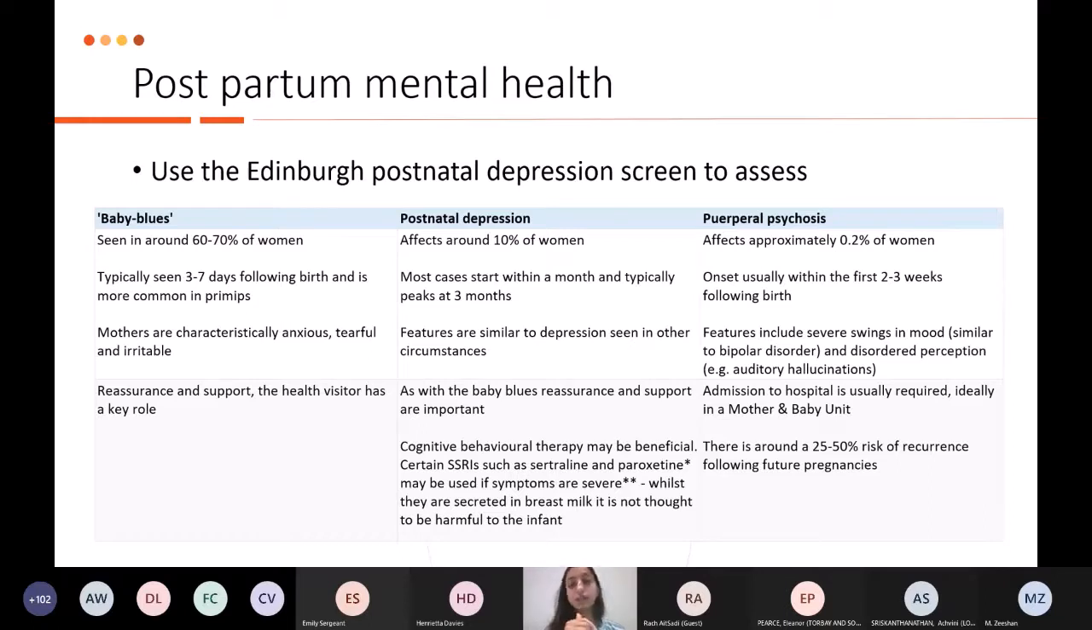So in psychosis, like you would expect, you get severe mood swings and disordered perceptions, so hallucinations. These women need to be admitted urgently into a mother and baby unit to be looked after. And we know that once that has happened in one pregnancy, they're kept a close eye on because there's a high risk of recurrence in future pregnancies.